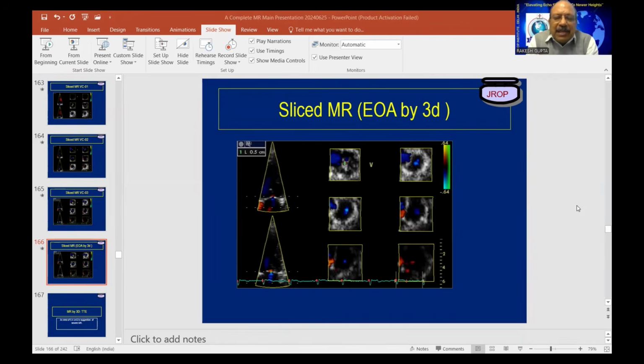If I'm looking at acute MI, I'm looking at MR, I'm hardly bothered for that acute MI with MR.